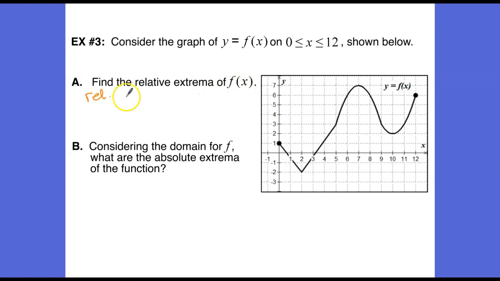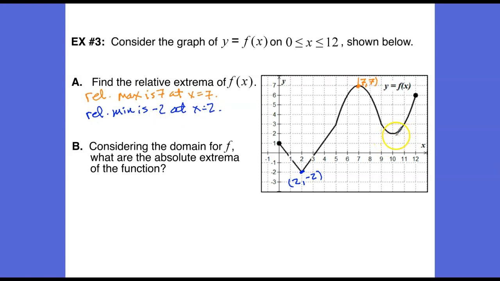Alright, so we have a relative max. Let's see, that's going to be located right about here. And this looks to be approximately (7, 7). So we can say the relative max is 7 at x equals 7. Now we have a relative min located at about the point (2, -2). So we can say the relative min is -2 at x equals 2.